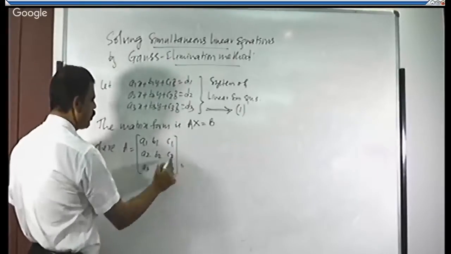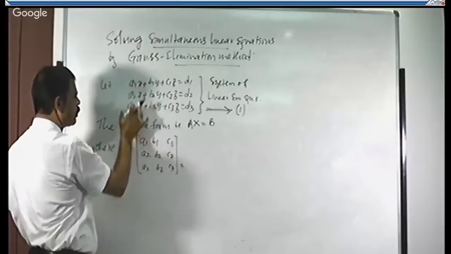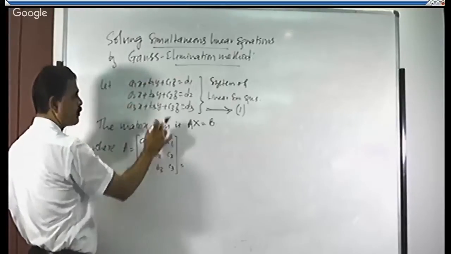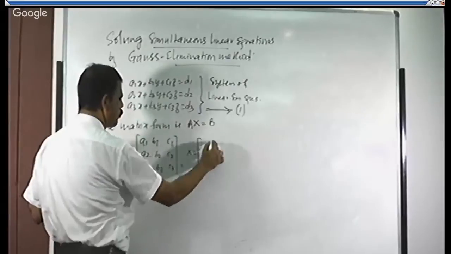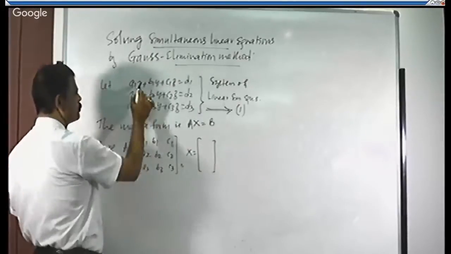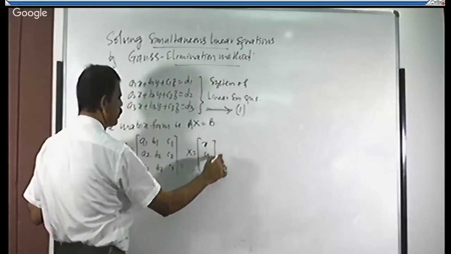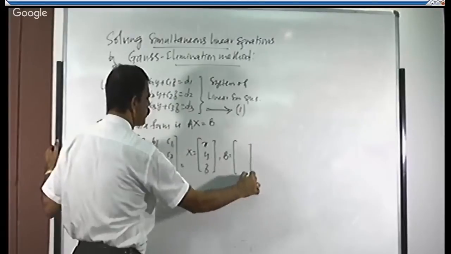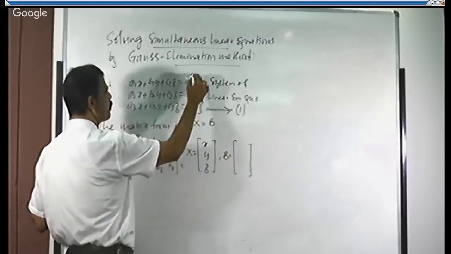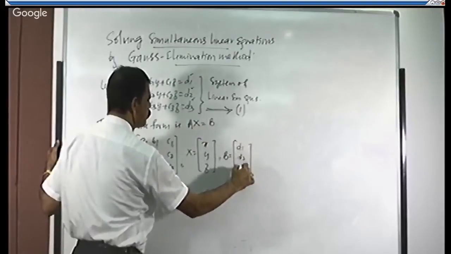This is a matrix which is obtained from where? It is taken from all the coefficients of x, y, z. X is the column matrix of unknowns. Which are the unknowns? X, y, z. And B is a column matrix of constants. Which are the constants in the equation? D1, D2, D3.